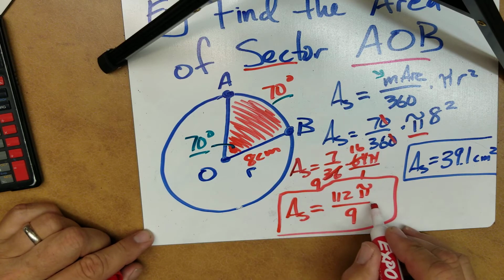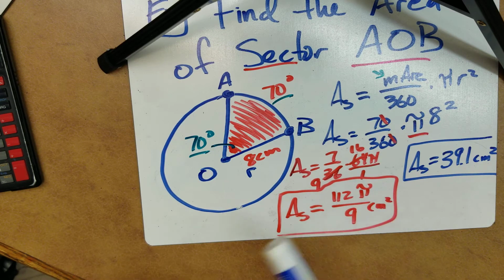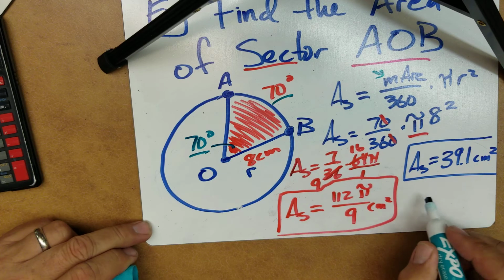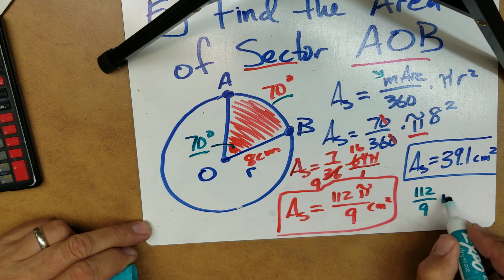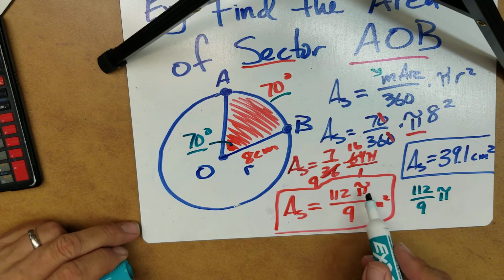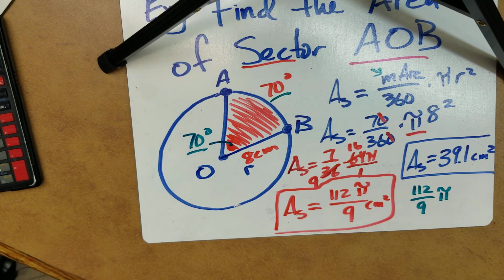Oh, centimeters squared. Just as an aside, that pi can either go on top or it can also go on the side. So you could have written it like this, 112 over 9 pi, like that. So either of these answers would be good. I prefer the pi up on top, but this is the same because it's over 1 right there.